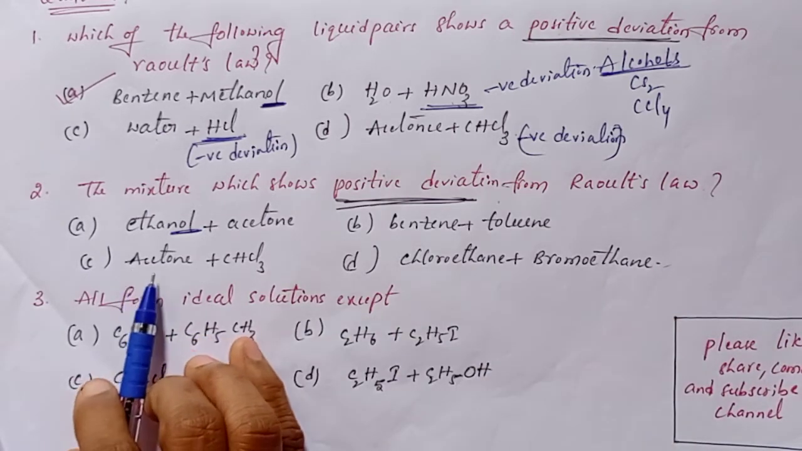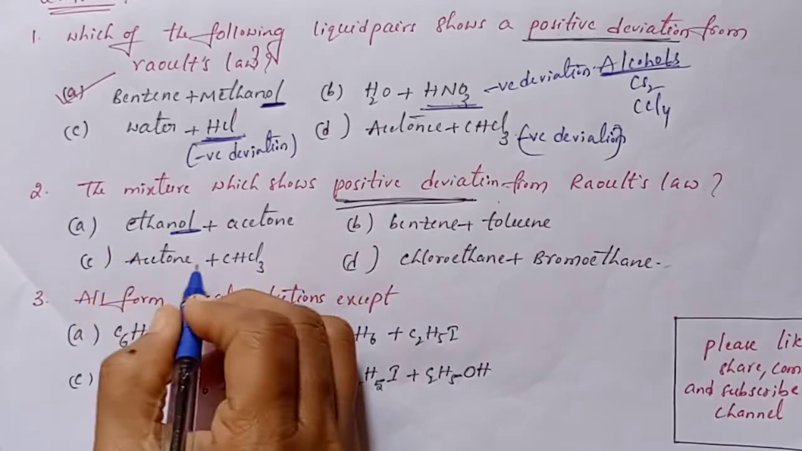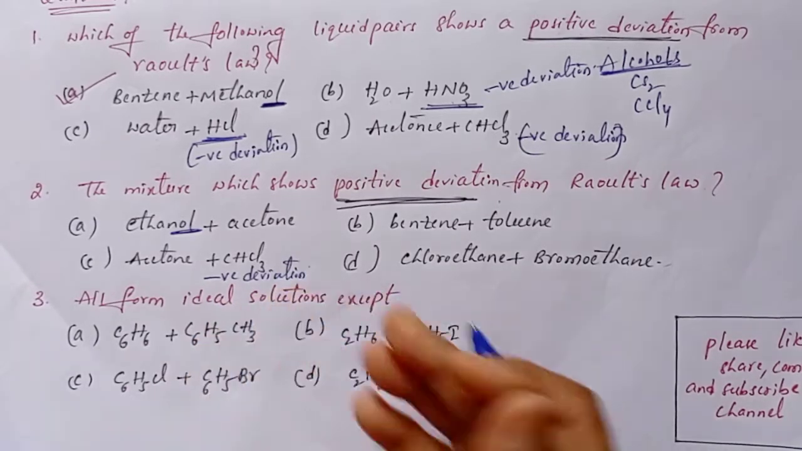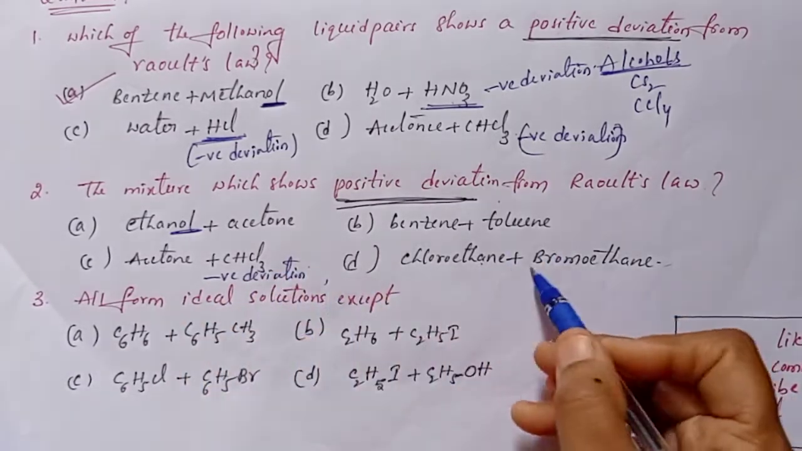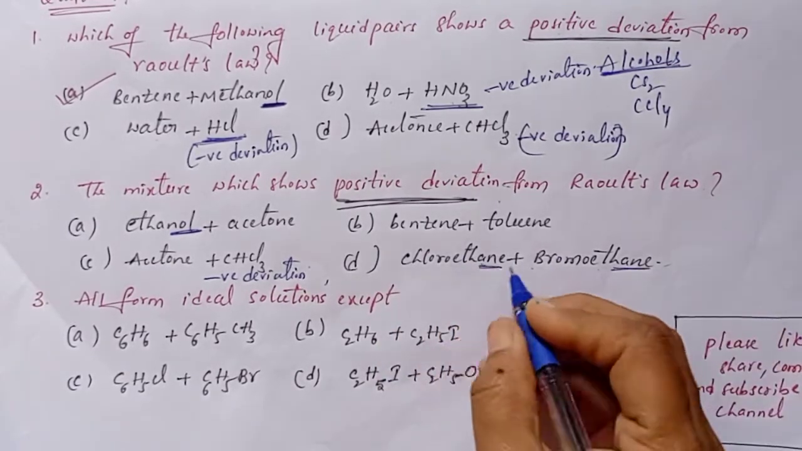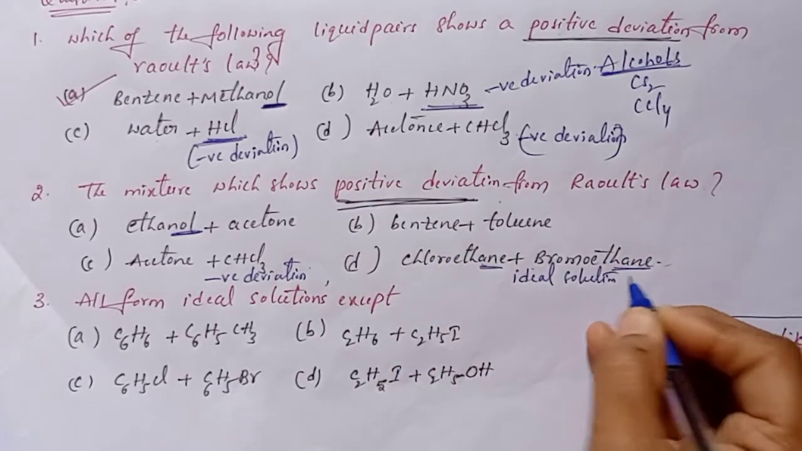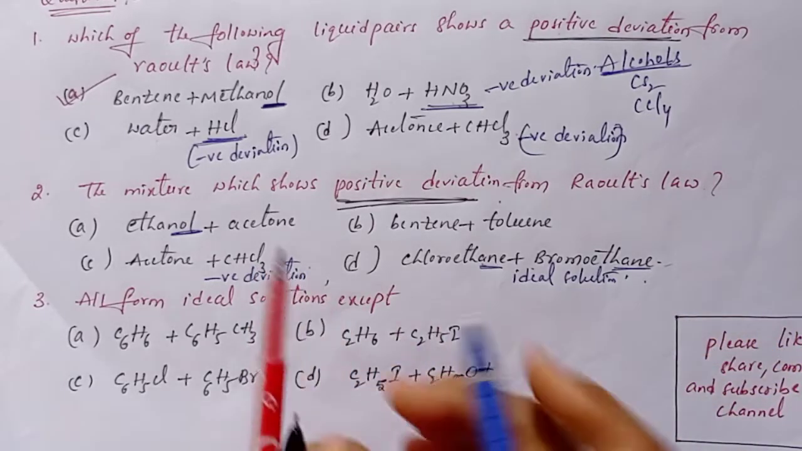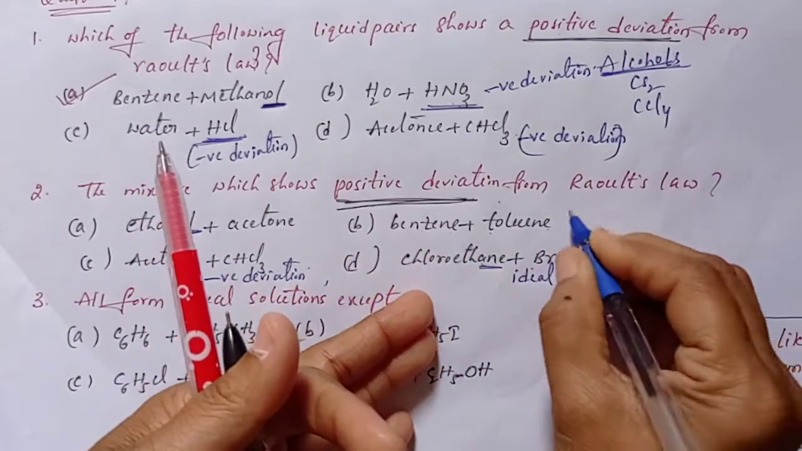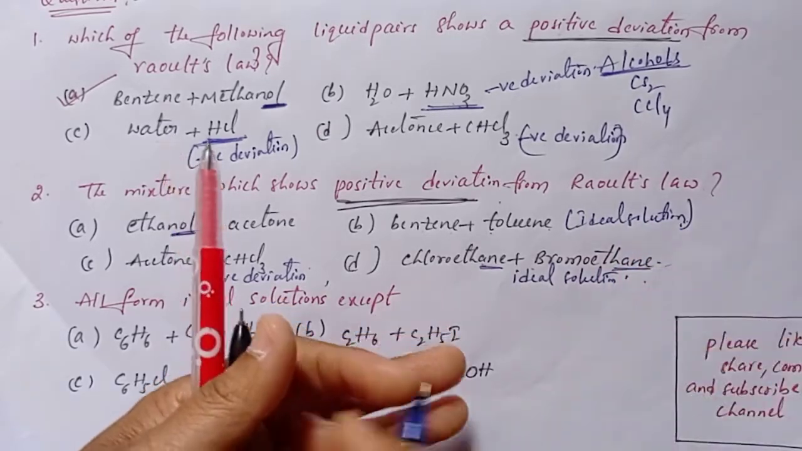See, students, the example acetone plus chloroform, you have to remember this example. This is negative deviation. Correct? You have to learn this example by heart. Chloroethane and bromoethane, these two form an ideal solution, students. This is the example of an ideal solution. And benzene and toluene also belongs to an ideal solution.